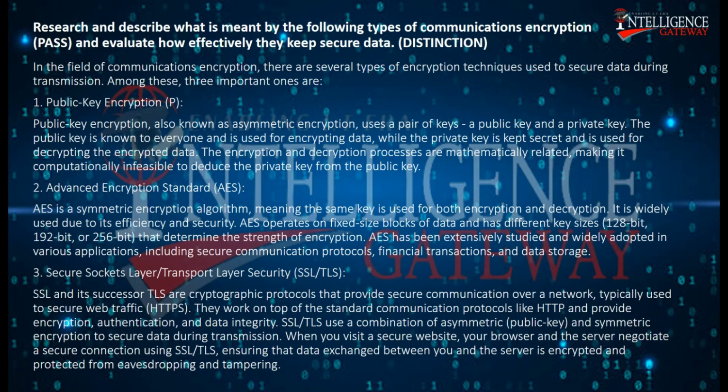Public key encryption. Public key encryption, also known as asymmetric encryption, uses a pair of keys, a public key and a private key. The public key is known to everyone and is used for encrypting data, while the private key is kept secret and is used for decrypting the encrypted data. The encryption and decryption processes are mathematically related, making it computationally infeasible to deduce the private key from the public key. 2. Advanced Encryption Standard, AES.